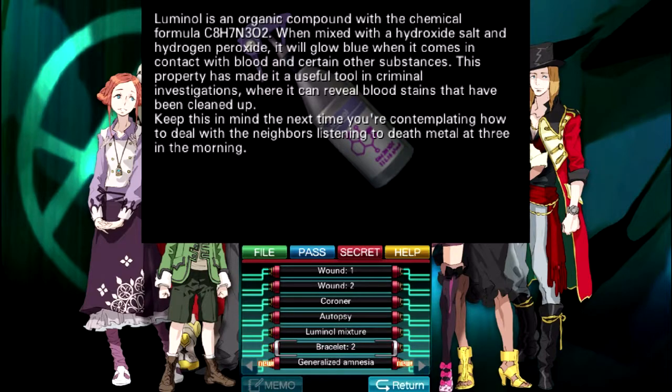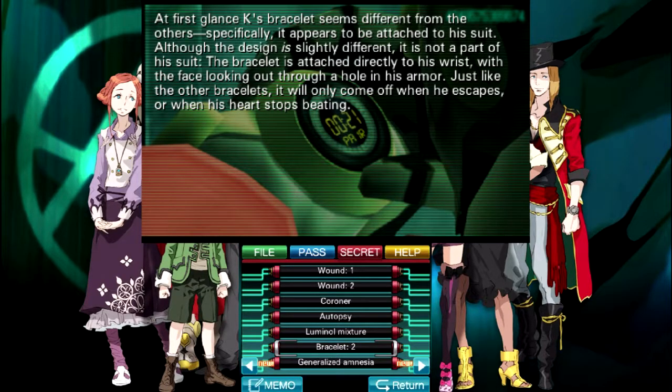Bracelet 2. At first glance, Kay's bracelet seems different from the others. Specifically, it appears to be attached to his suit. Although the design is slightly different, it's not a part of his suit. The bracelet is attached directly to his wrist, with a face looking out through a hole in his armor. Just like the other bracelets, it will only come off when he escapes or when his heart stops beating.